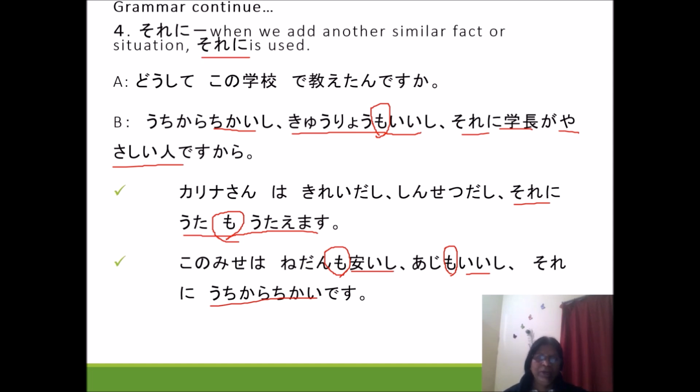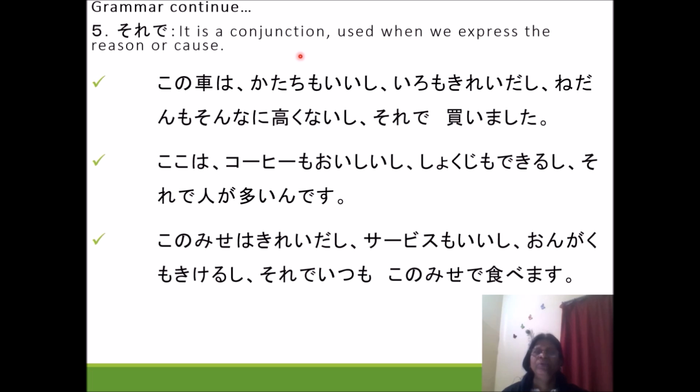When we use shi form, you find that we also use the mo particle. Here also you can say kono mise wa nedan ga yasui shi, aji mo ii shi, sore ni uchi kara chikai desu. Here also instead of mo, ga can go. We can use ga particle also. It is also correct. So when we use plain form shi, we can use mo particle and also ga particle. Hope you understand how to use sore ni. Next, sore de. It is a conjunction used when we express the reason or cause. Sore de is used when we add a reason or cause in a sentence. Let's learn the sentence.